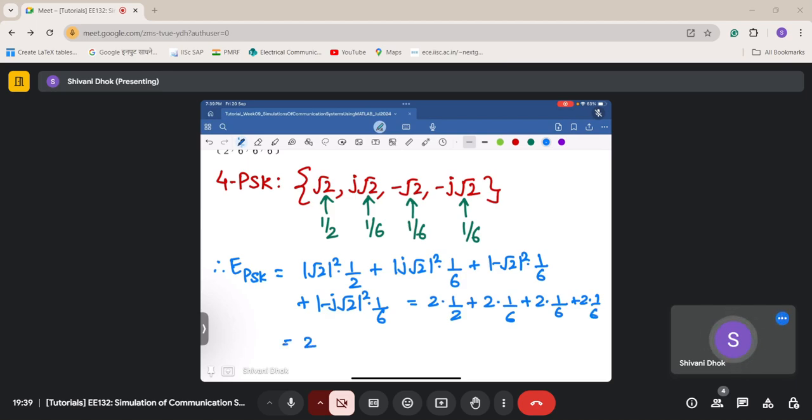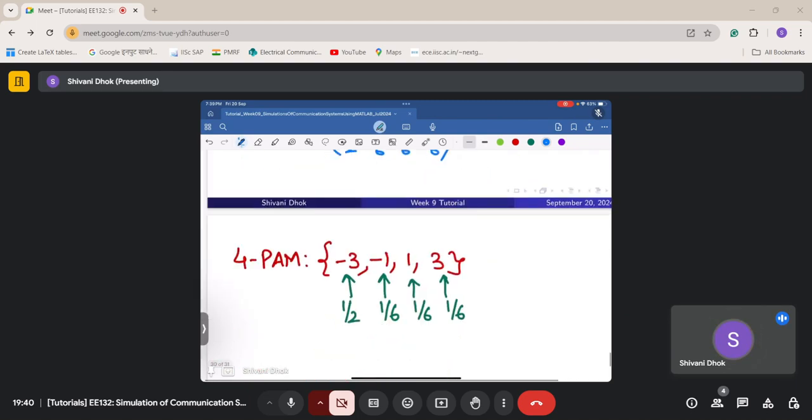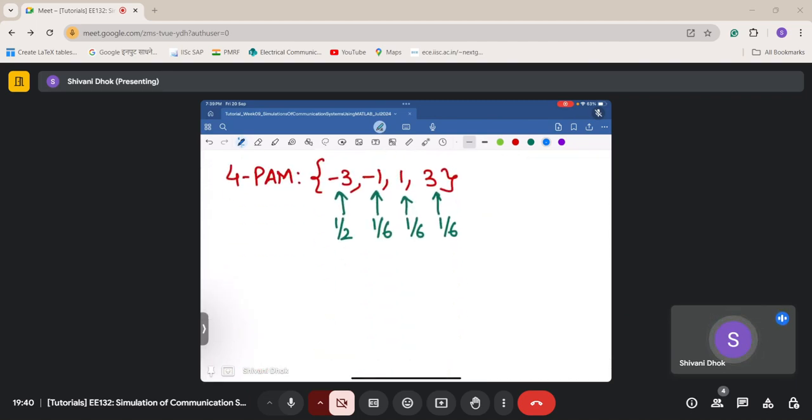I can take out 2 common, then that is 1 by 2 plus 1 by 6 plus 1 by 6 plus 1 by 6, which is the sum of all the probabilities, so that is equal to 1. So this comes out to be equal to 2. The average energy for the PSK constellation is again 2, even for these probabilities. Therefore, for any set of probabilities, the average energy for PSK won't get affected. Okay. Now let us move on to the PAM signal.